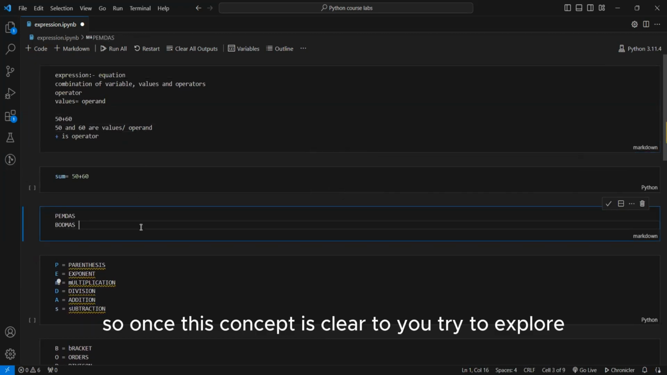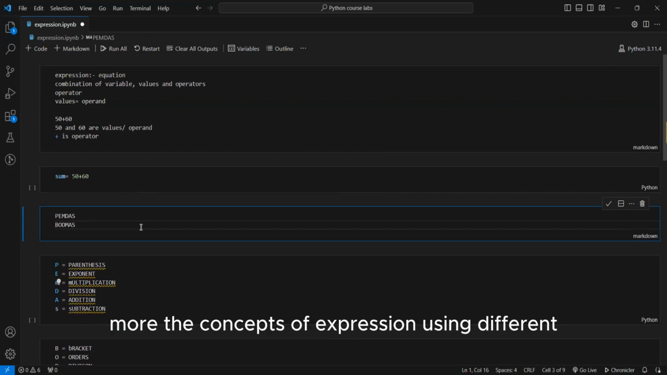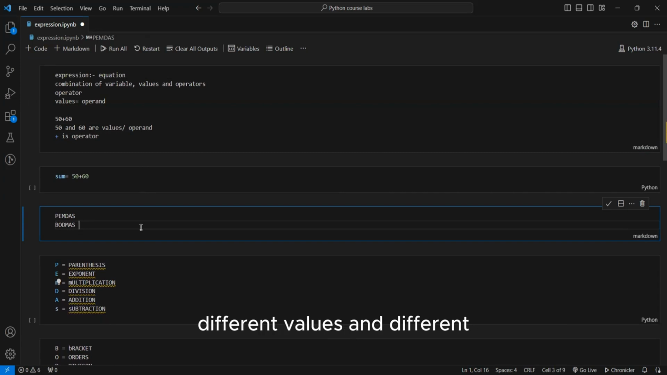Once this concept is clear to you, try to explore more concepts of expressions using different values and different operators in combination.